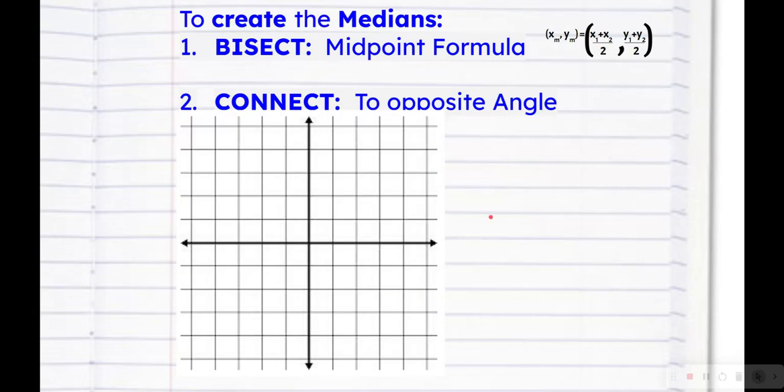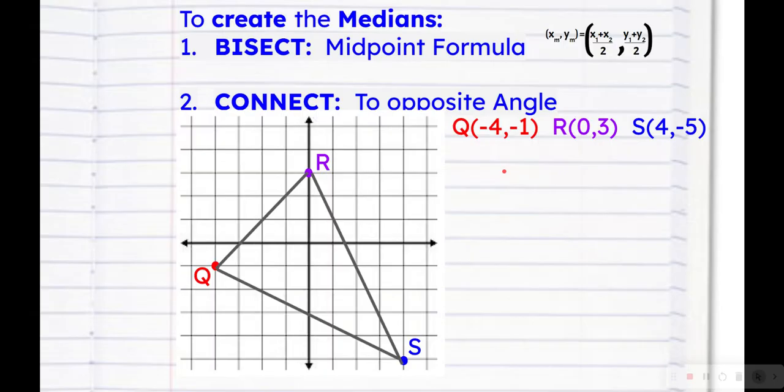So how are you going to do this? Well, if I give you 3 points and I ask you to find the centroid, the first thing you need to do is plot them. And then we're going to show our work. We're going to calculate the midpoint of each side. So finding the midpoint of QR, pause the video, try finding the midpoint of QR.